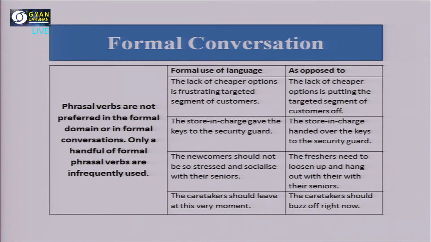"The caretakers should leave at this very moment." This is the correct, formal use of language, as opposed to "the caretakers should buzz off right now." So, we generally avoid these kinds of phrasal verbs while we deal in a formal conversation. In the sessions to follow, when we talk about informal conversation, I will bring to your notice that there are certain phrasal verbs which we can use in a non-formal conversation, because a non-formal conversation would be more subjective.